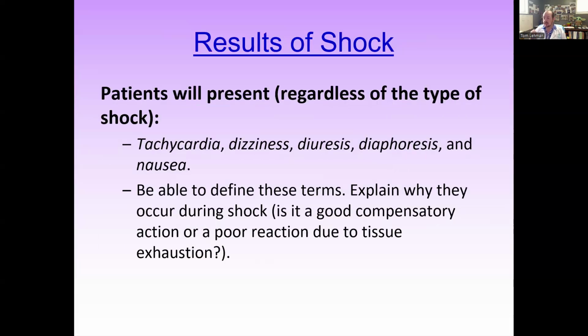Now, if a person is in shock, they're going to present with initially tachycardia, dizziness, diuresis, diaphoresis, and nausea. I want you to review these terms, be able to define them, and I want you to explain why they are occurring during shock. Some of these are smart compensation mechanisms. Some of these are unfortunate poor reactions due to tissue exhaustion. You need to figure out which is which. So define the terms and describe why they're occurring and either why they're supposed to occur or why it's making things worse.